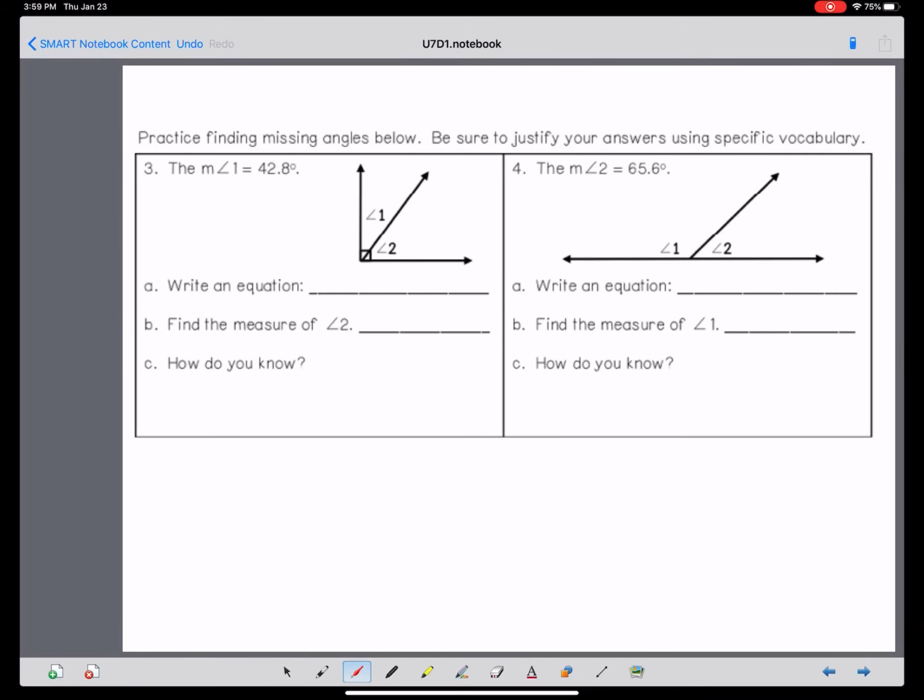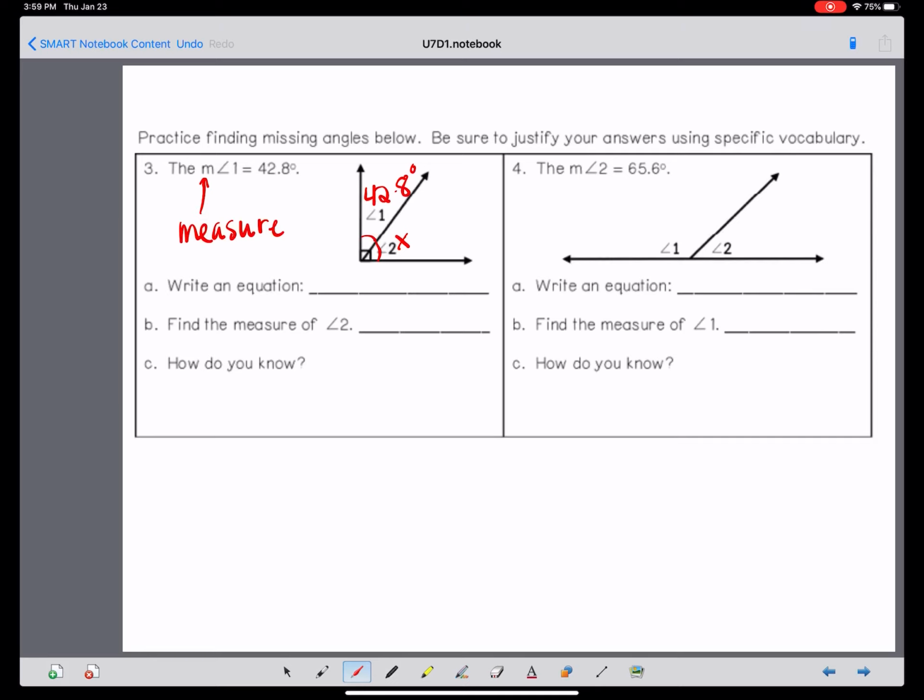All right, next one. Question number 3 says, find missing angles below and be sure to justify your answers using specific vocabulary. On number 3, it says that M, that means the measure, I'm just going to write this down in case you want to know, the measure of angle 1 is equal to 42.8 degrees. That means this angle right here is 42.8 degrees. And we need to figure out what our second angle is, so I'm just going to put an x there.